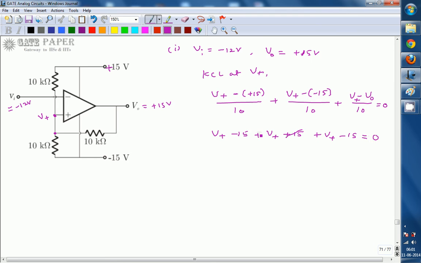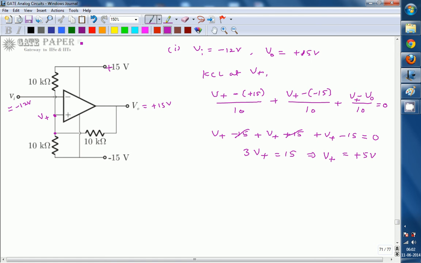Plus 15 and minus 15 cancel. What you are getting is 3V plus is equal to 15. So V plus, the voltage at the non-inverting terminal, is going to be plus 5 volts. So whenever Vi is minus 12 volts, V naught is equal to plus 15 volts, and the voltage at the non-inverting terminal is plus 5 volts.